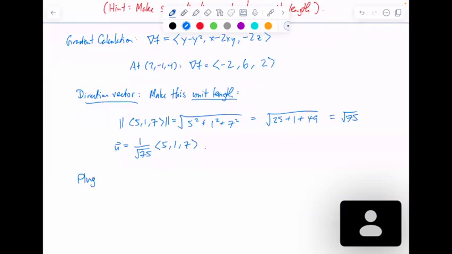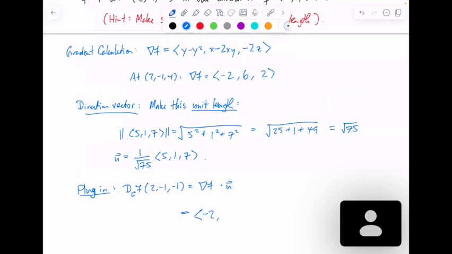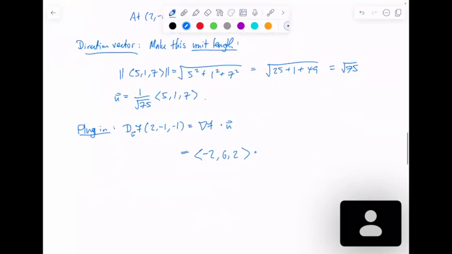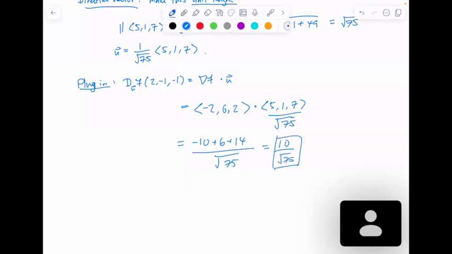Let's now plug in our (2, -1, -1). In this direction, our directional derivative is just this. Now we can plug in our values. We had (-2, 6, 2) dotted with (5, 1, 7) over root 75. Oh boy, okay, so this is minus 10 plus 6 plus 14 over root 75. That's 10 over root 75.